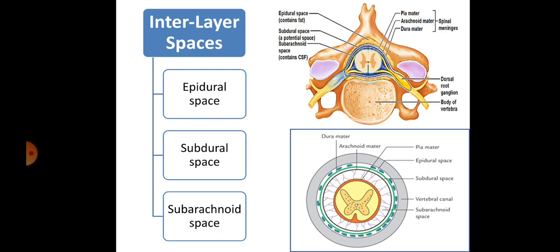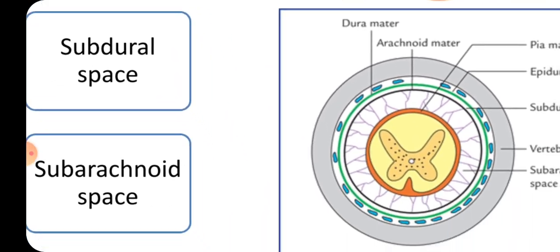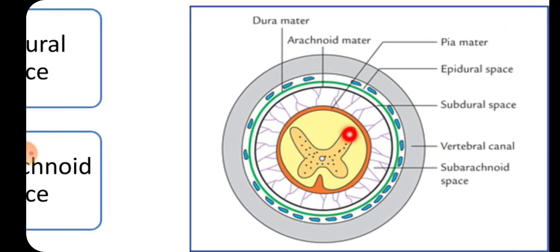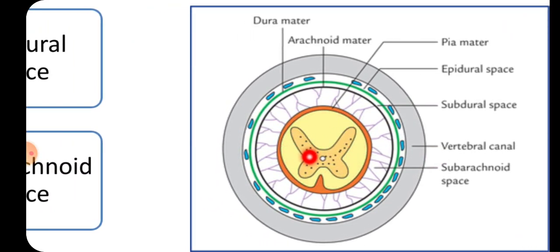In this picture you can see, first I am going to enlarge this picture. This is the spinal cord. The spinal cord is closely covered by the pia mater, the brown color. After that there is a gap. After the gap there is a black line called the arachnoid mater. After the arachnoid mater there is a green line called the dura mater. Green is the dura mater, black is the arachnoid mater, and brown is the pia mater.